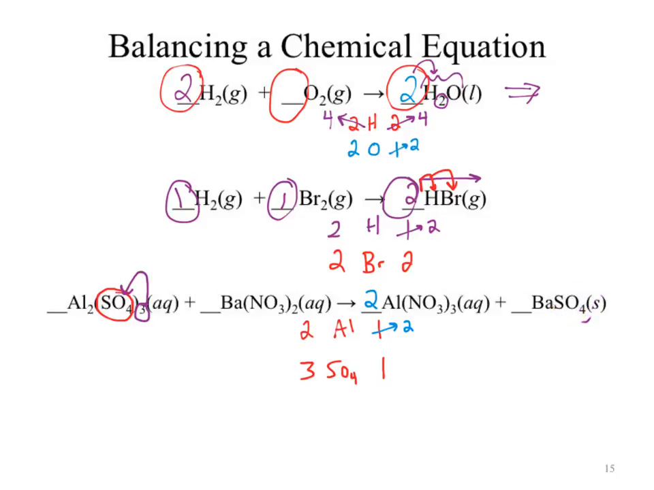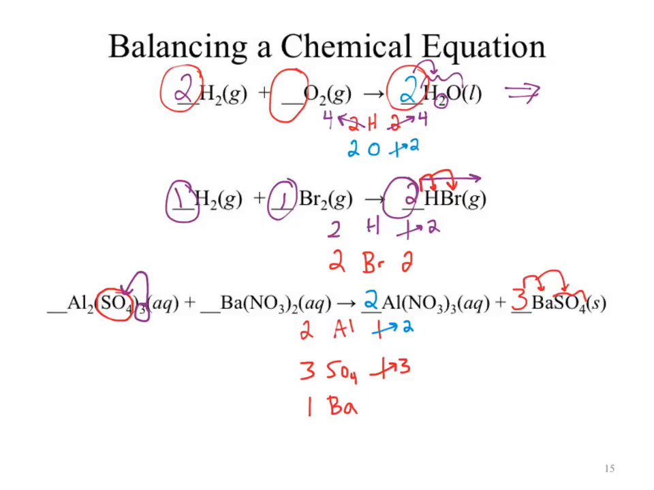Is my sulfate balanced? What do I need to do? It needs to become a 3. How do I make it a 3? Put a 3 in front. That 3 applies to the barium and the sulfates. Next element. Barium. How many bariums do I have on the reactant side? Reactant side.